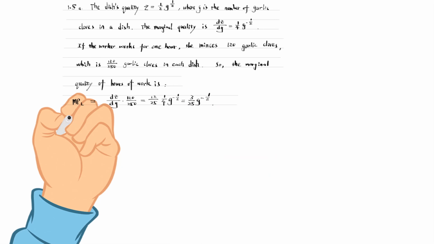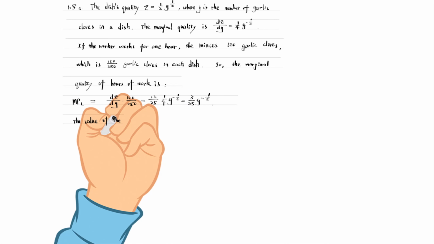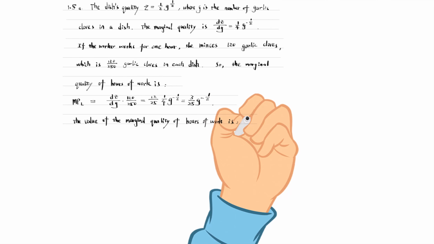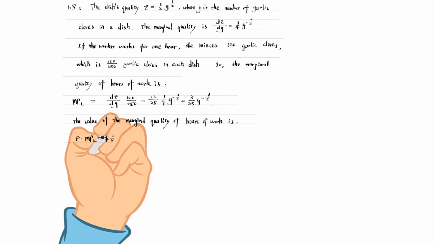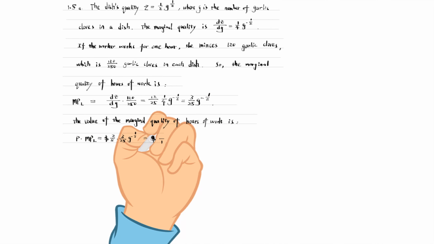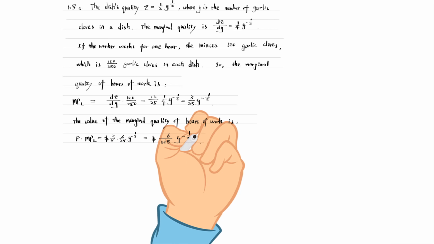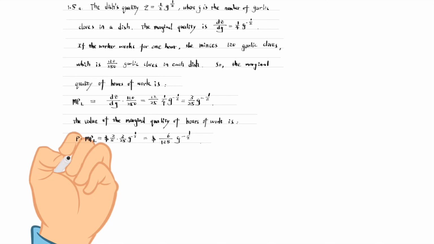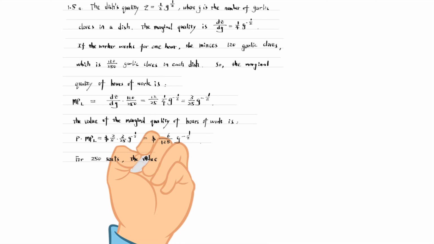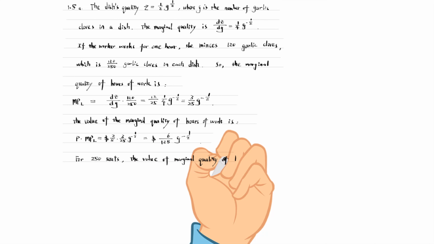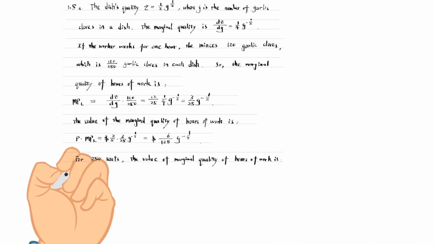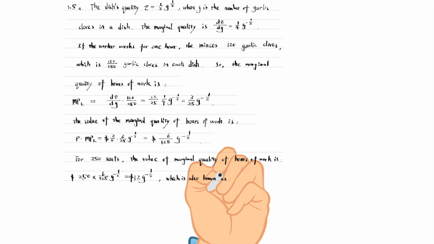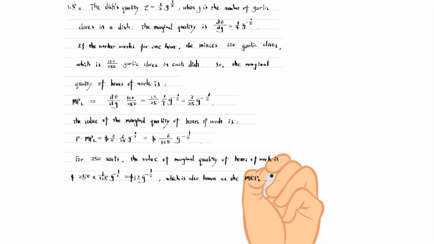The value of the marginal quality of hours of work equals the price of quality, $0.4, times the marginal quality of hours of work. For 250 seats, the value of the marginal quality of hours of work should be multiplied by 250. The answer is also known as the marginal revenue product of labor.